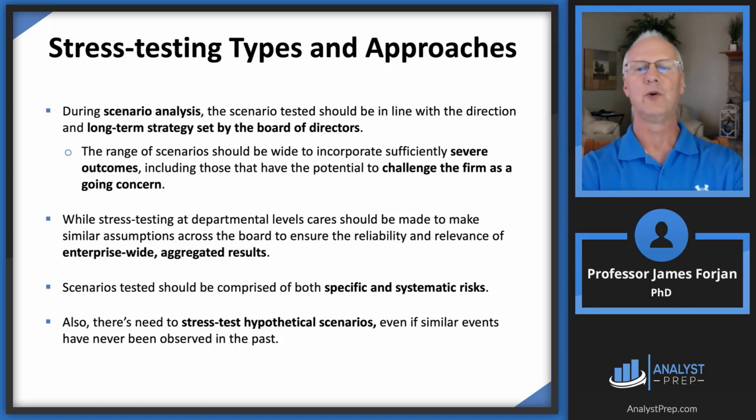All right, so what we need to do is establish the reliability and the relevance of the enterprise-wide aggregated results so that we can look at, and remember, in corporate finance, and investments, and even derivative securities, we call this unsystematic and systematic risk. But in the financial risk management world, we call these specific risk to this particular financial institution, and then those that are systematic throughout the entire financial institution industry.